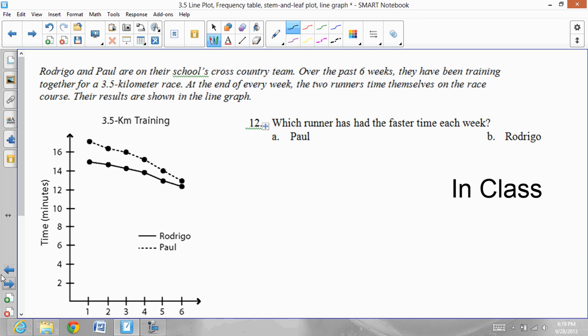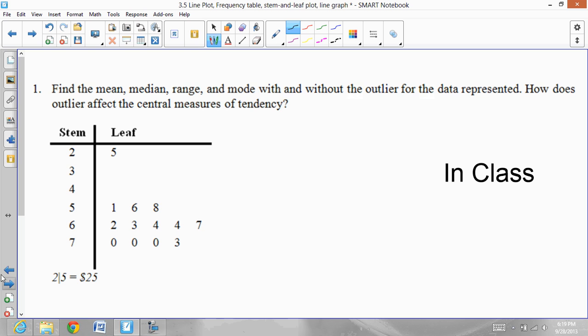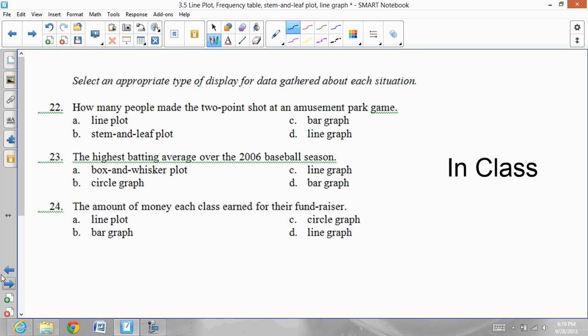This question we will do in the class, and this question also we will discuss in the class. This also, because there is some discussion that we need to talk about, like what type of a graph belongs with each question. We will discuss in the class.